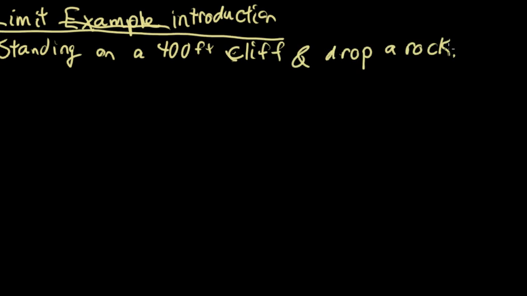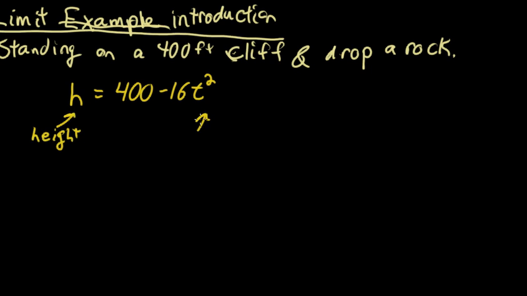Well, there's an equation that gives the height of the rock, and don't worry about how it came about. We'll get to that later on, but if you learn enough calculus, it will become clear. The formula is h equals 400 minus 16t squared, where h is the height, t is not the height, and t is time in seconds.